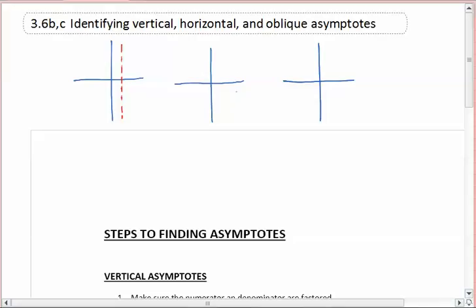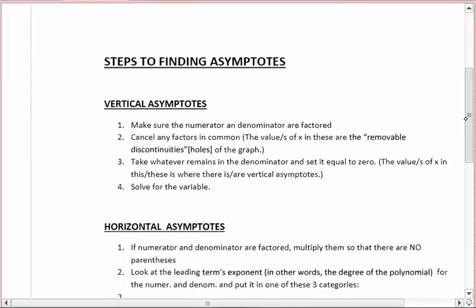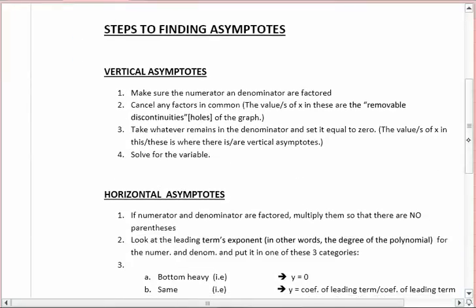A horizontal asymptote, many times, goes through the origin. It's y equals 0 as the horizontal asymptote. And then an oblique, that just means a slant asymptote. It would be basically graphing a line, and we'll look at that in a minute. But we're going to find out how to identify the vertical, horizontal, and slant asymptotes of a rational function.